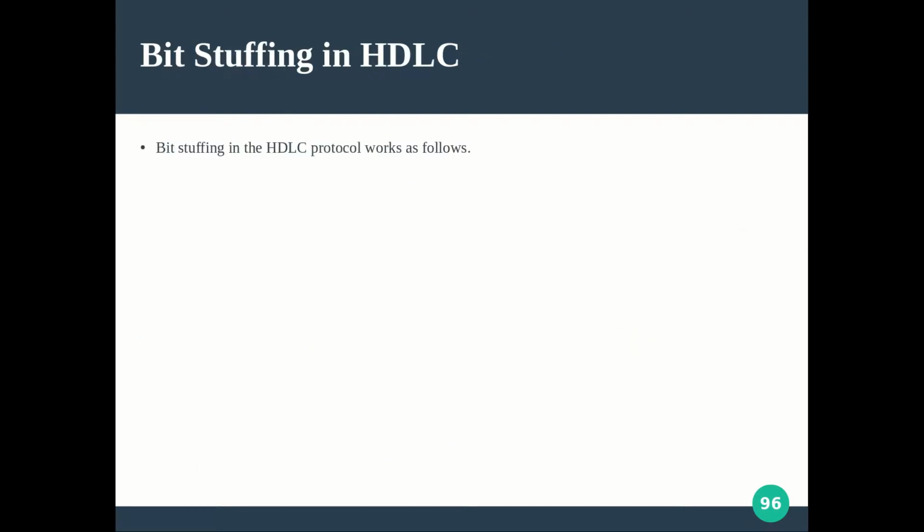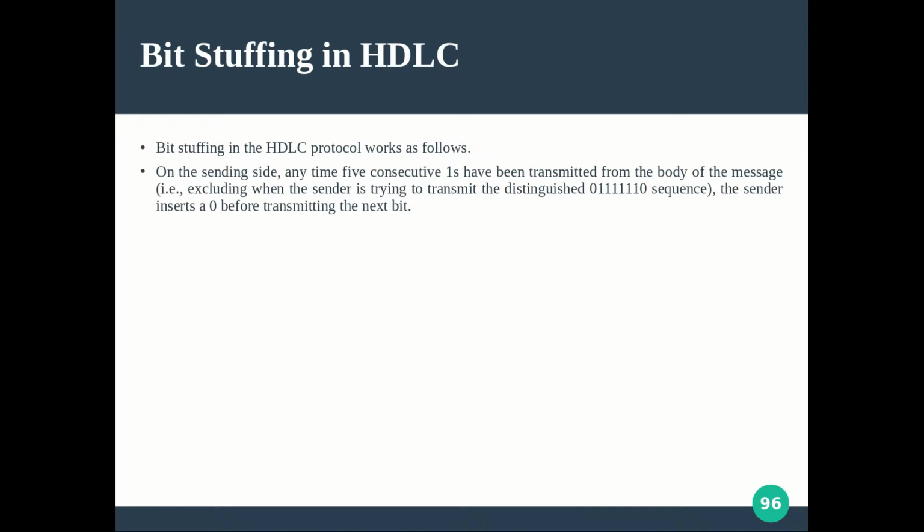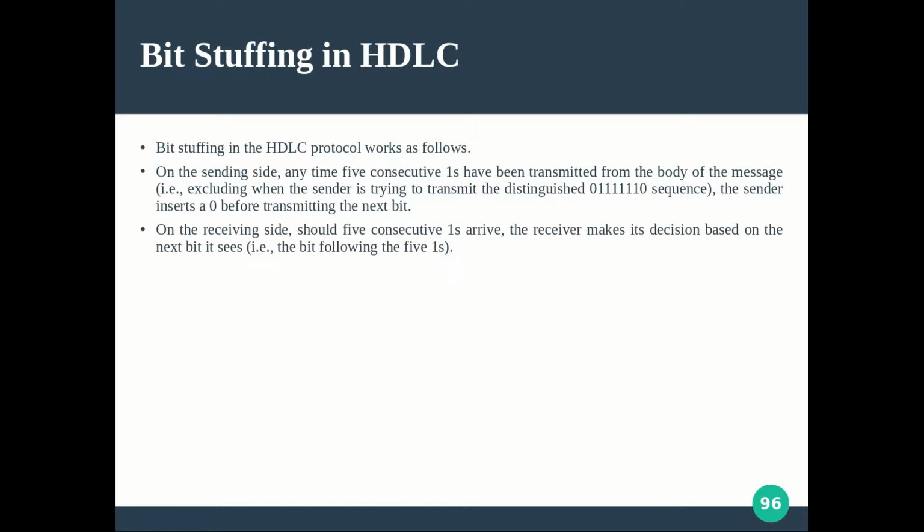The bit stuffing in HDLC works as follows. On the sending side, any time 5 consecutive ones have been transmitted from the body of the message, excluding when the sender is trying to transmit the distinguished pattern, the end delimiter pattern, whose transmission is a different case that we don't have to consider. Other than that, in the original payload, whenever 5 ones come, followed by a 1 0, it would make the end pattern. So that should not happen. So irrespective of the 6th bit, the sender will insert a 0 forcefully before transmitting the next bit. Okay, so that is about it.